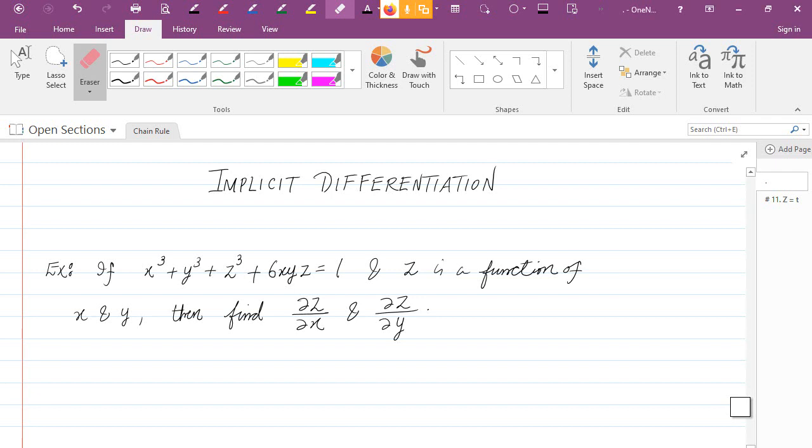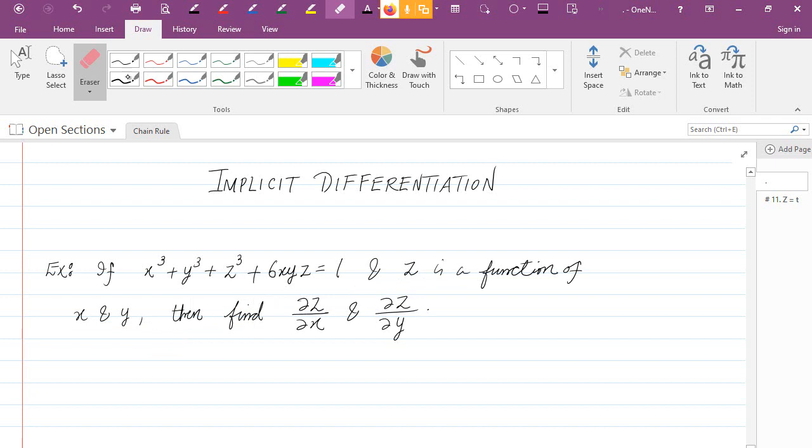Okay, so this would be a problem on implicit differentiation. Here we are thinking of z as a function of x and y. So x and y are independent variables, and z is a function of x and y. We don't have an explicit formula for y or z in terms of x and y.